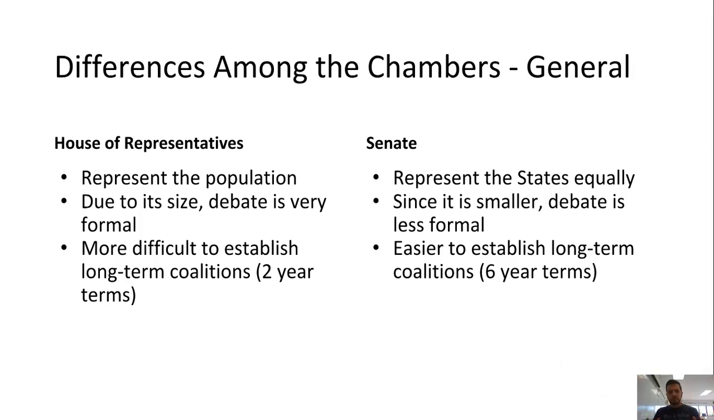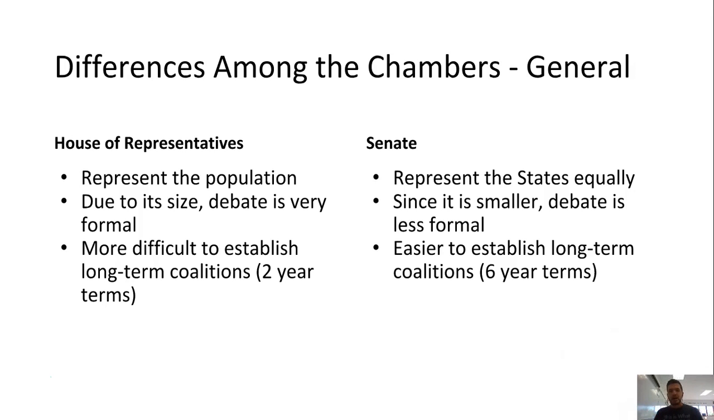So you guys already know the first ones for the House and the Senate. The House is based on population of the states. That's why it is larger. We have 435 members in our current House of Representatives. The Senate is made to represent the states equally. That's why it's only 100 members.